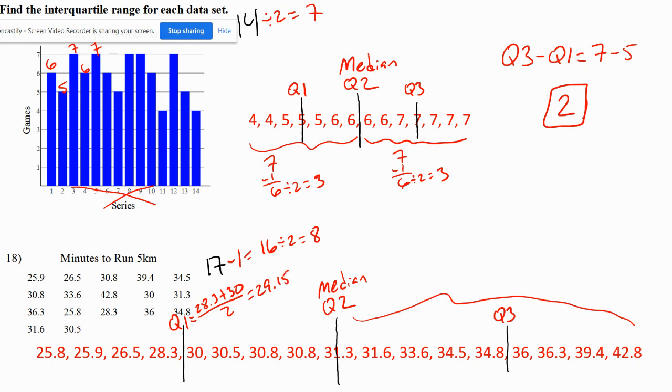Now, quarter 3, it doesn't go through a number. It goes in between 2 numbers. I need to figure out what quarter 3 is, right? Which is the number right in between 34.8 and 36. So what I'm going to do, I'm going to add my numbers. 34.8 plus 36. According to my calculator, I get 70.8 divided by 2. That gives me 35.4.